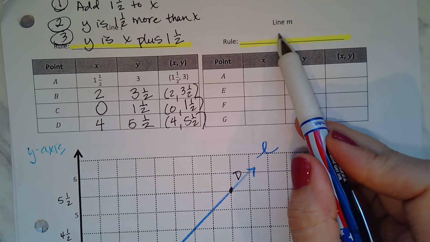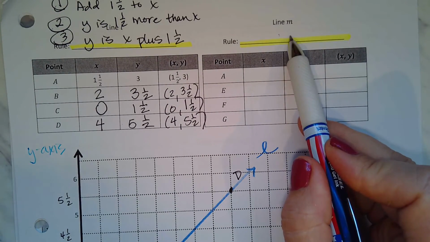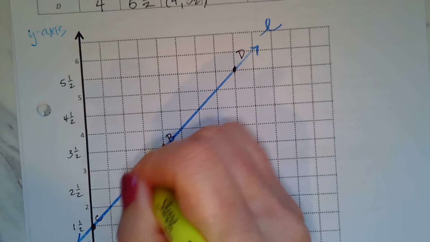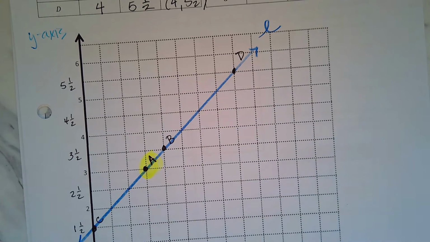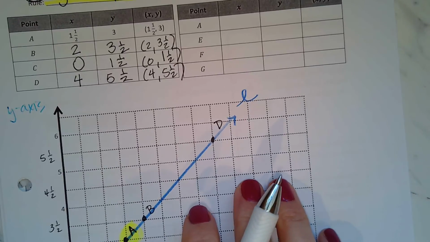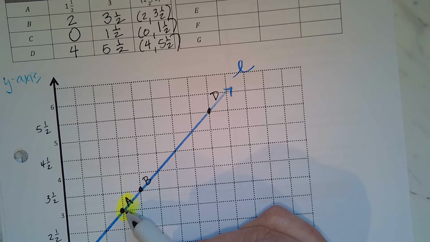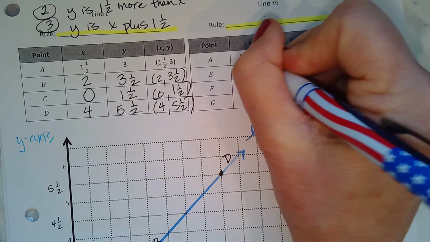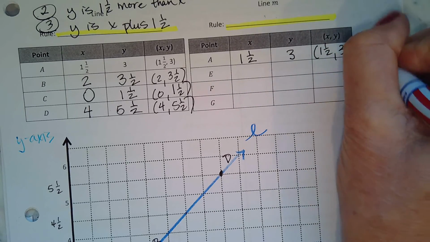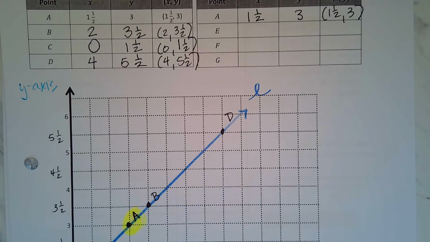So our next line is going to be line M. And line M also is going to have point A in it. So record the location of A in the chart for line M. Remember, what were the coordinates for A? Well, it was 1.5 and 3. So we know A, and these two are going to share A.